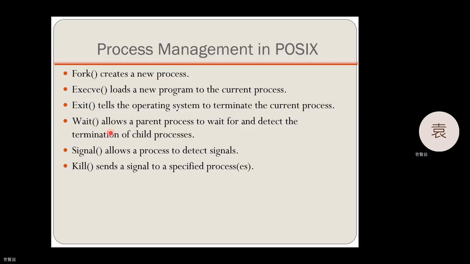Signal is used to let a process detect signals designated to itself, and kill is used to send a signal to a specific process. So these are the five basic process management related system calls defined in POSIX.